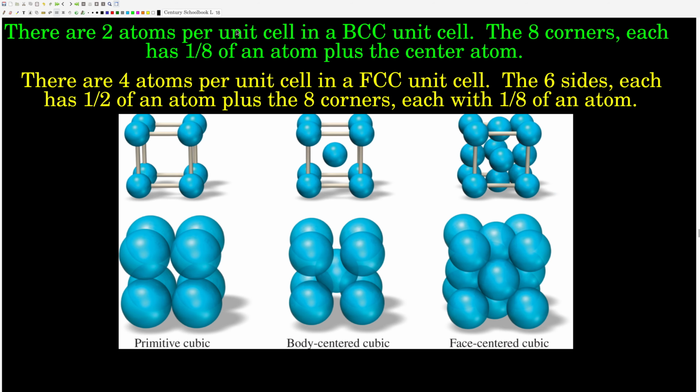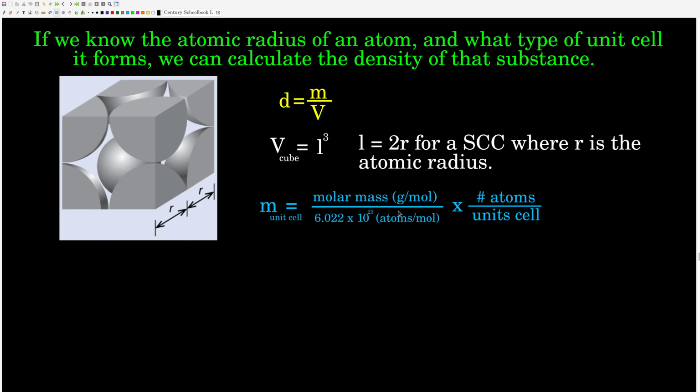That's useful information to remember: how many atoms per unit cell for each of the different kinds of unit cells. All right, so now, if we know the atomic radius of an atom and what type of unit cell it forms, we can calculate the density. Because, remember, density is mass over volume. So we need the mass and the volume.